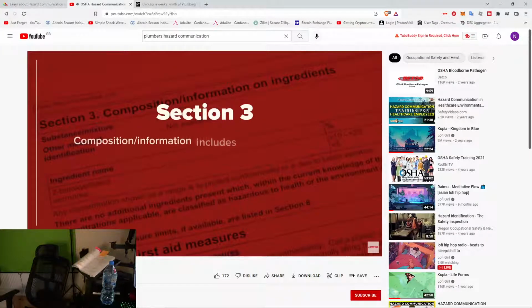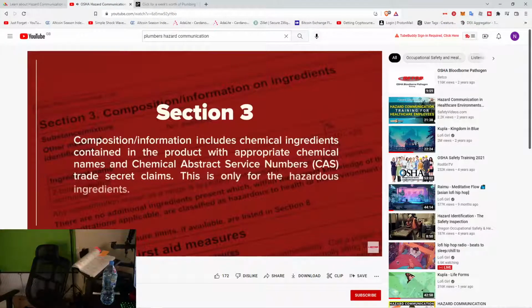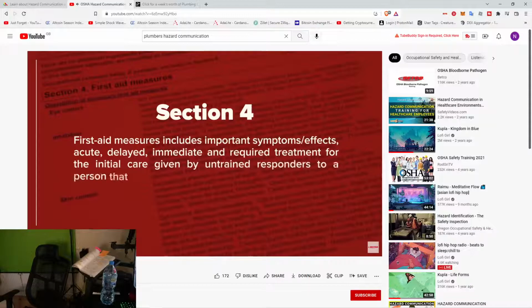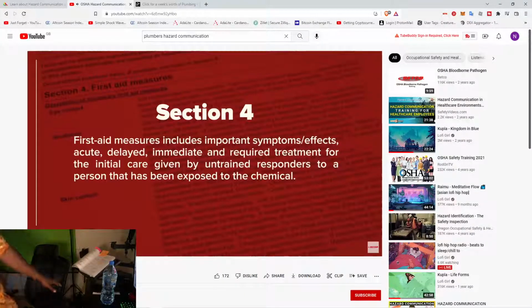Section 3. Composition information includes chemical ingredients contained in the product with appropriate chemical names and chemical abstract service numbers, CAS, trade secret claims. This is only for the hazardous ingredients. Section 4. First aid measures includes important symptoms, effects, acute, delayed, immediate, and required treatment for the initial care given by untrained responders to a person that has been exposed to the chemical.